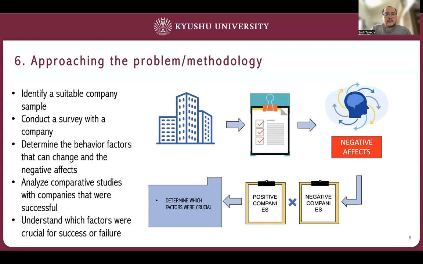And then after I understand that, I can know which factors were crucial for success or failure in reducing the Bullwhip effect. Not so much in the implementation, but more in the reduction of the Bullwhip effect, because being successful in implementing does not necessarily mean that they're going to have a reduction in their Bullwhip effect.